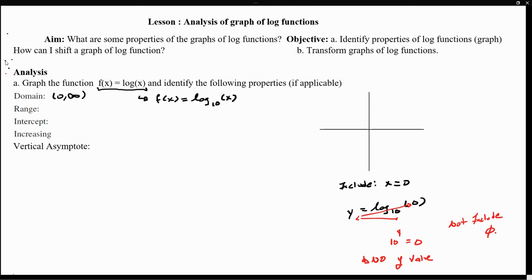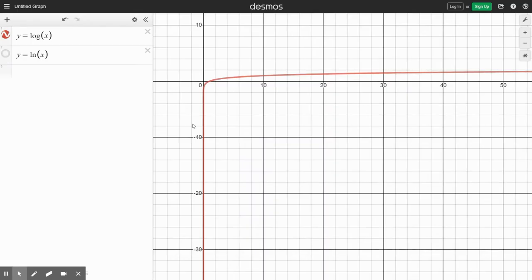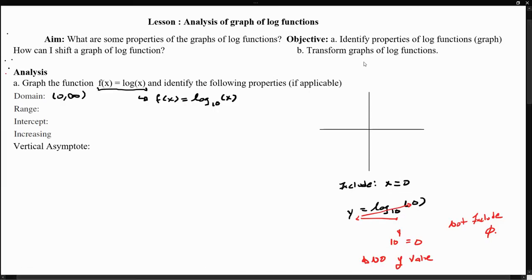Now, how about the range? The range talks about the y values. Notice that if we continue moving this function to the left-hand side, my y values are always going to be decreasing. And if we move this function to the right-hand side, my y values are increasing, but very slowly, but they are increasing. So therefore, it goes from negative infinity all the way to positive infinity. So my range is from negative infinity to positive infinity.